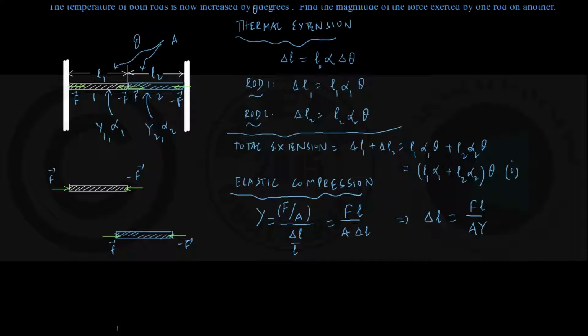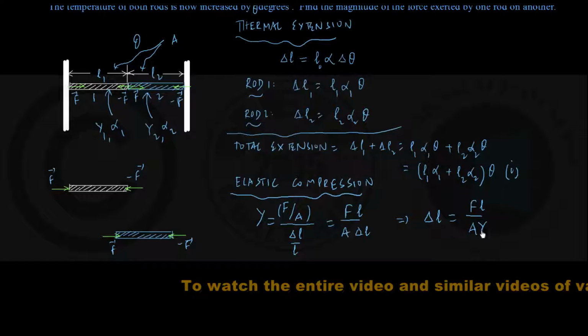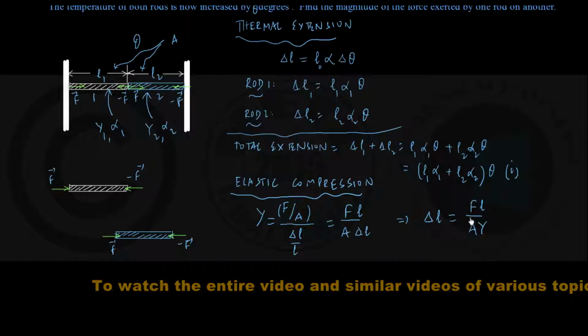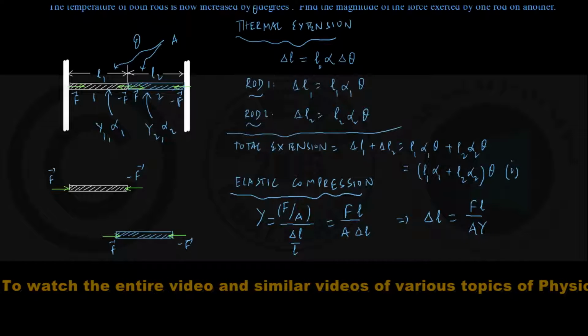In this formula, delta L is standing for the change in length, F is the force, tensile or compressive, L is the original length, A is the cross-sectional area, and Y is the Young's modulus for the rod material. Let us apply this formula for the two rods once again.